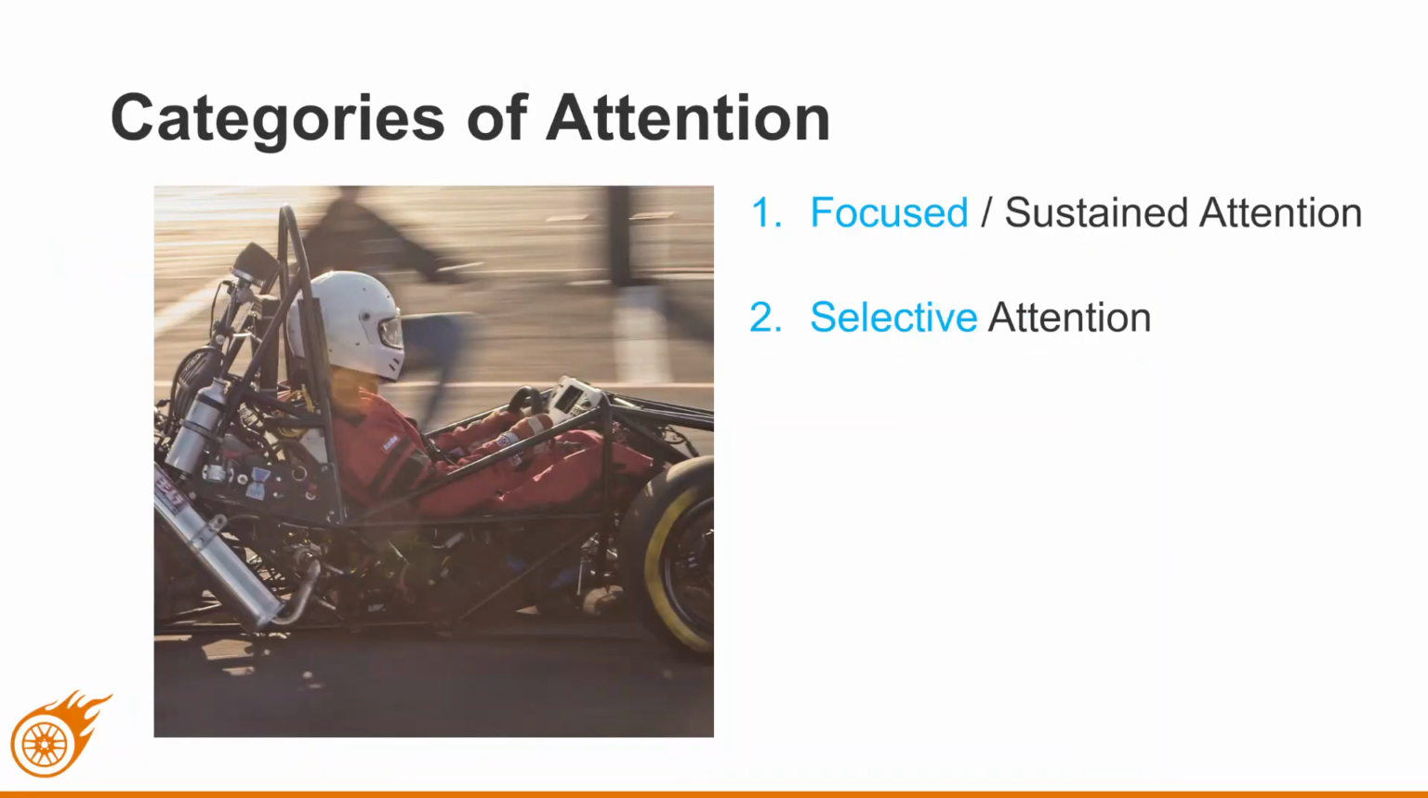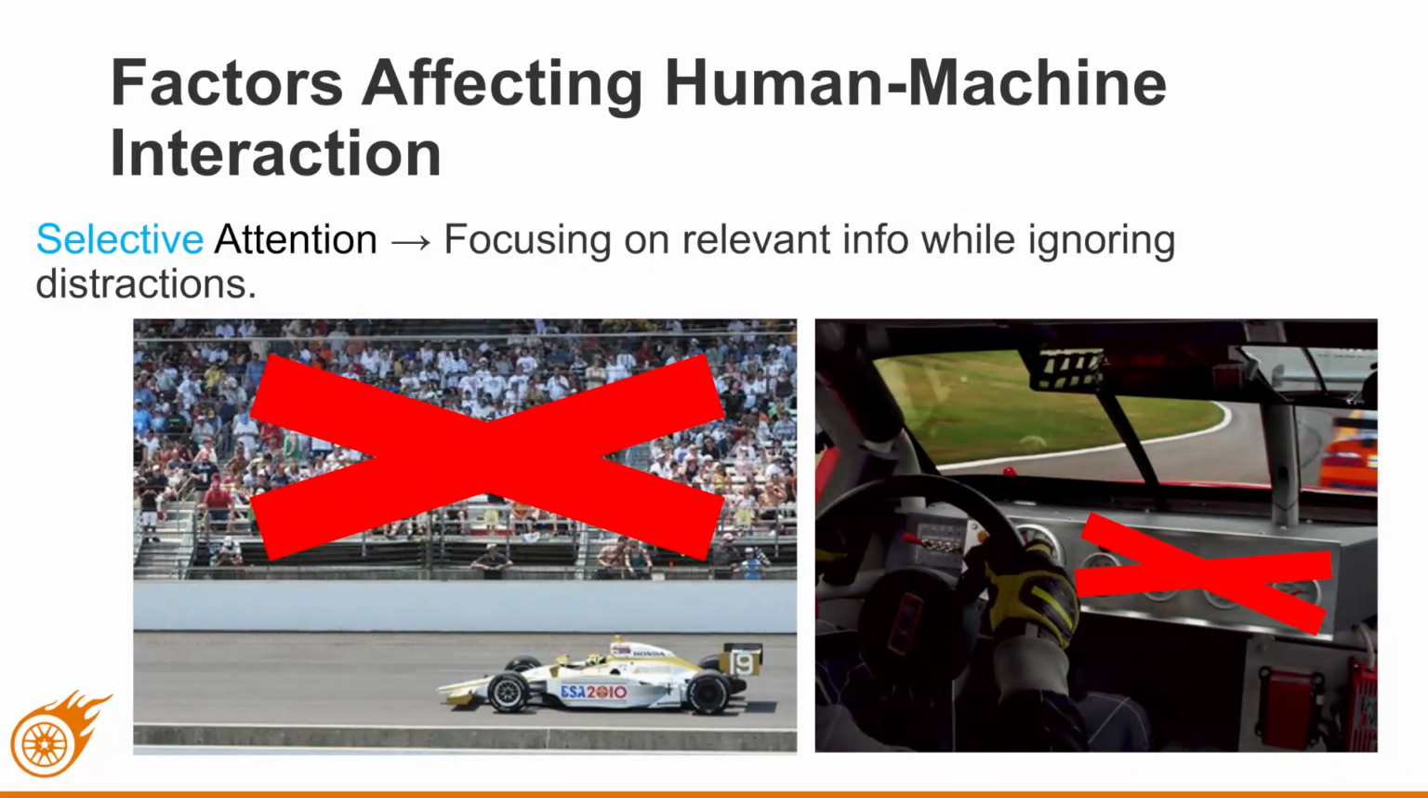The second category of attention is selective attention, where essentially the driver's focusing on relevant info while ignoring distractions. An example would be paying attention to cones on the track or the track itself while ignoring crowd noise or dashboard alerts that aren't relevant at the moment. Essentially the takeaway here is reduce unnecessary visual and auditory clutter and prioritize alerts, if you have any, by importance. And then the other thing is using sensory cues for critical warnings.